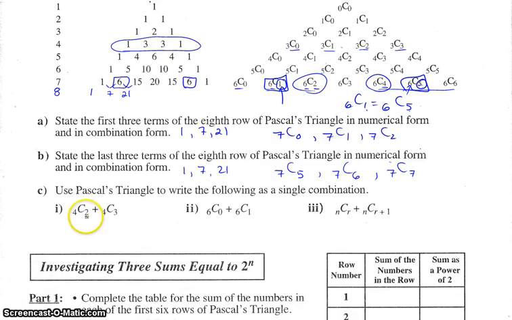Use Pascal's triangle to write the following as a single combination. Okay, so 4 choose 2 plus 4 choose 3. We're looking at this, and those two added together we know is equal to 5 choose 3. We're totally using Pascal's triangle here, not so much figuring this out with combinations. Then 6 choose 0 plus 6 choose 1 should give us this term, which would be 7 choose, and that would have to be not the first one, but the second one, so 7 choose 1. Good, time's up. See you in part 2.